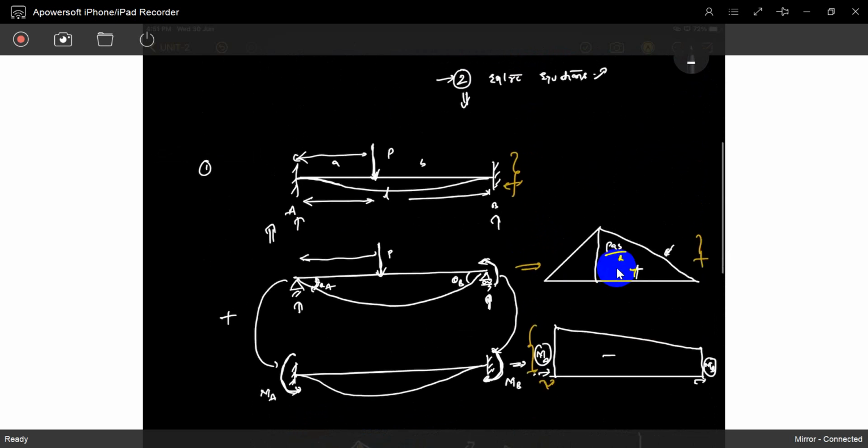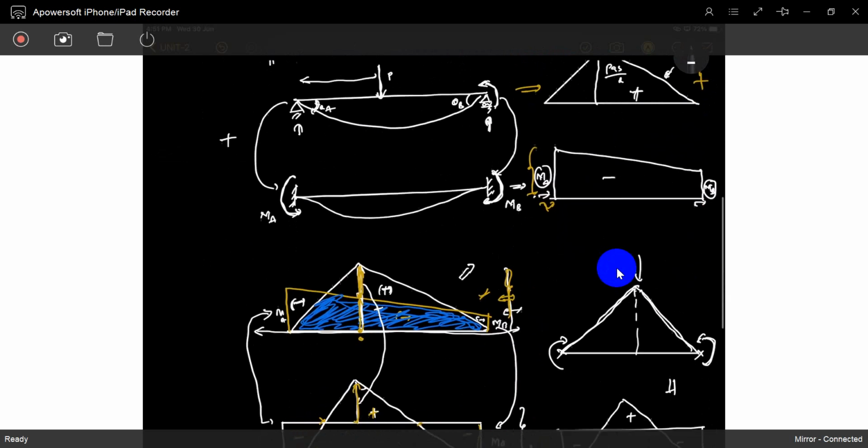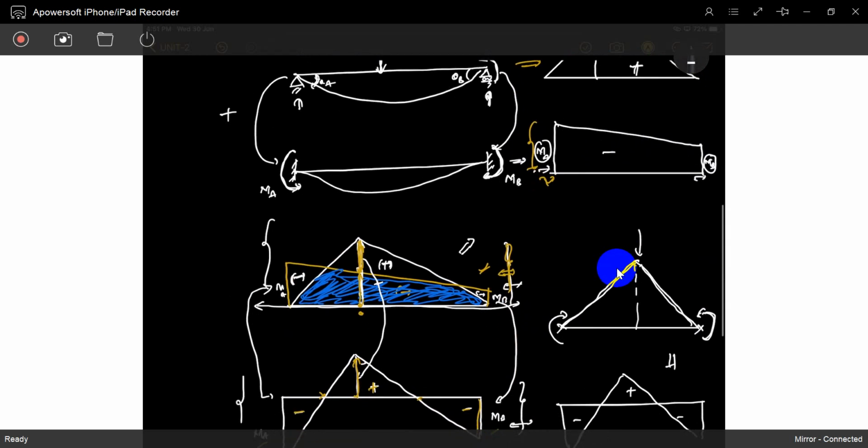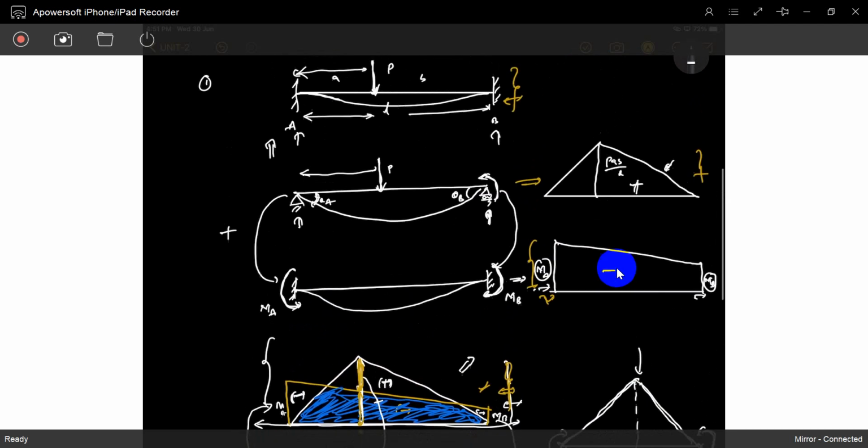We will see. First, this is the bending moment. Both are equal. No need. So I want to find out.